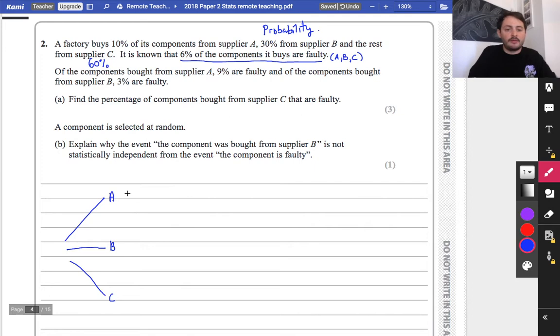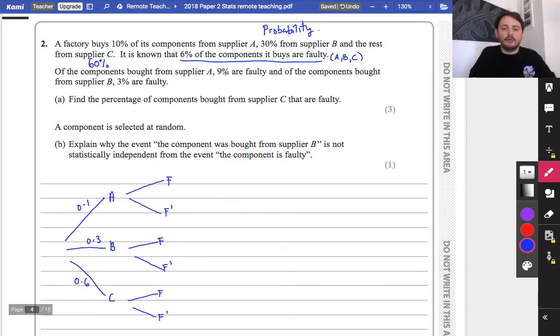And then from those suppliers, they are either faulty, which I'm going to say with F, or not faulty, which I'm just going to say as F dash. Faulty or not faulty, faulty or not faulty. And this just helps our brains to visualize what's going on here. So let's just label some of the bits. 10% of them are from supplier A. I'm going to change it to a decimal. 30% from supplier B, which means 60% are from supplier C.